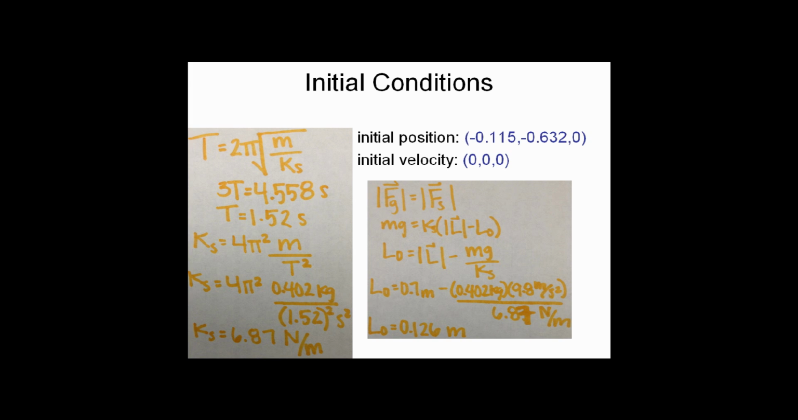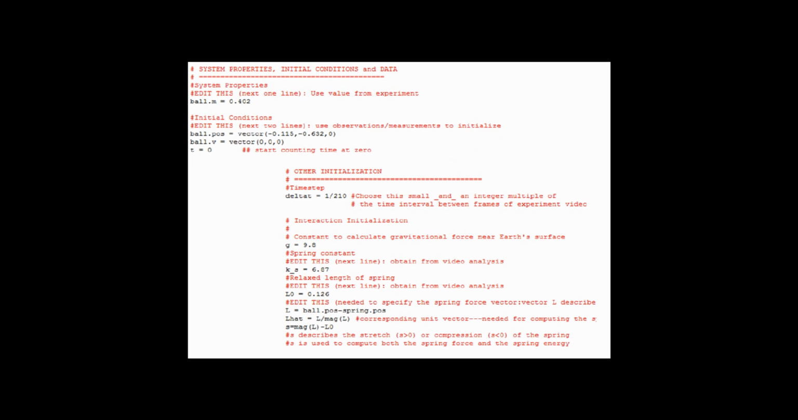I also need to find the relaxed length of the spring. When the spring is at rest, F grav and F spring are equal to each other. I rearranged the equations to solve for the relaxed length of the spring, which was 0.126 meters. Now I can make my model. Here's where I inserted the initial conditions and other constants.